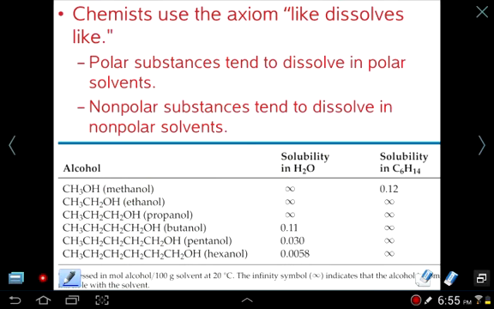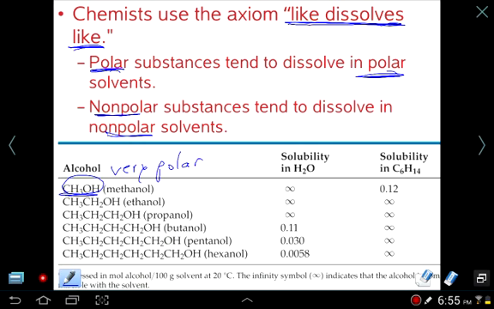Now, let's talk about how and why things dissolve, and we have a saying in chemistry, like dissolves like. What this means is if you are a polar substance, if you're a polar solvent, you tend to dissolve polar solute particles. If you are nonpolar, you tend to dissolve nonpolar substances. So if you take a look, for example, here, methanol is this guy. Methanol is very polar, and being very polar, its solubility in water is infinite. It's extremely soluble in water.